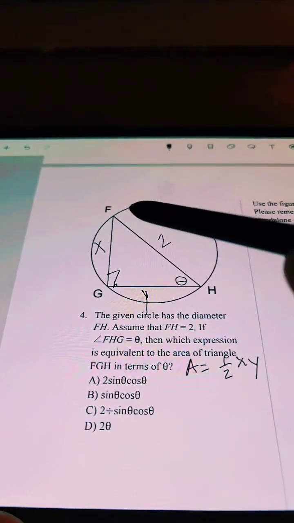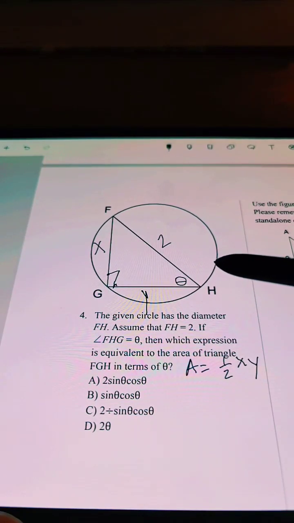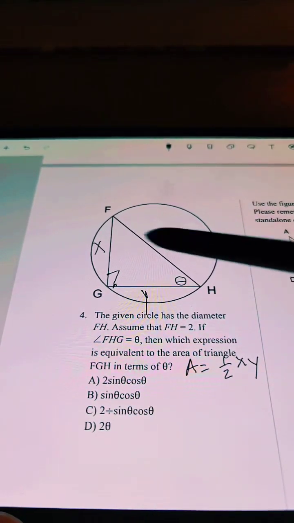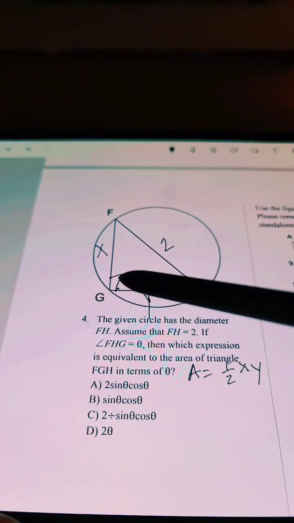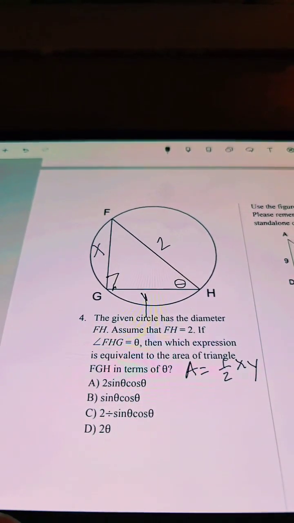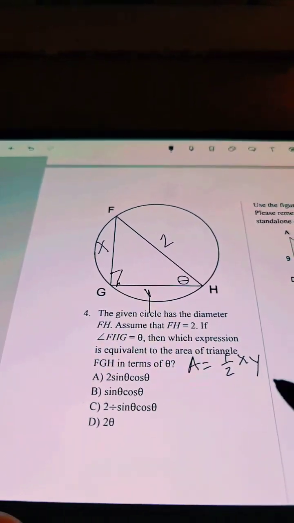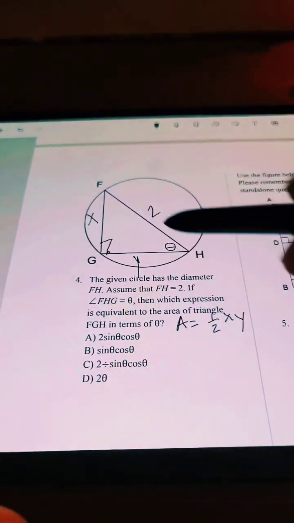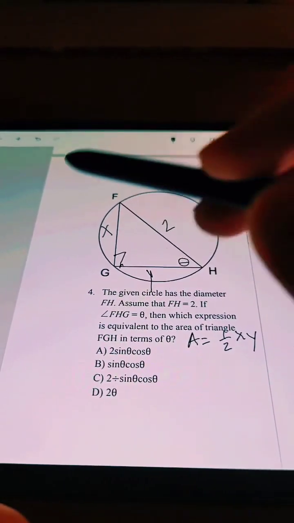This arc represents half the circle, right? So then this angle right here has to be equivalent to half of that. So half of 180. And so that's how I know that it's a right triangle, and then I can just say that that's the base and that's the height, whatever you want to do.